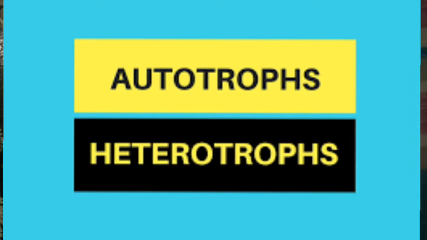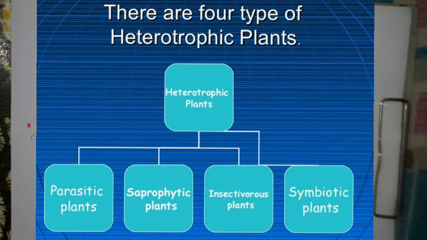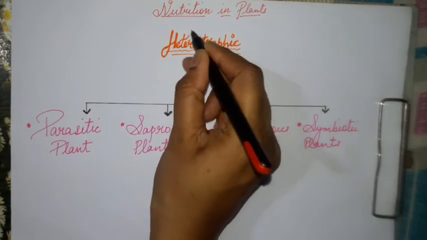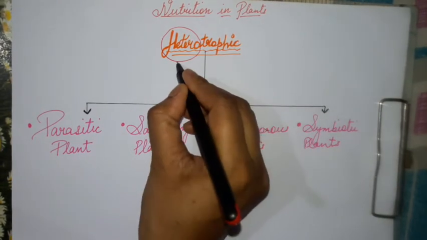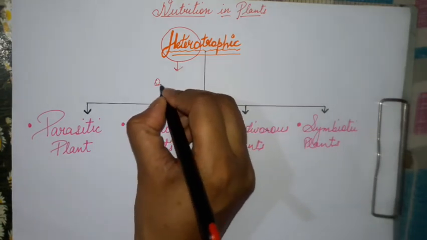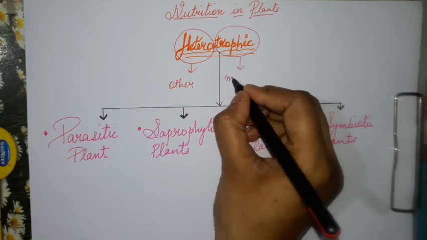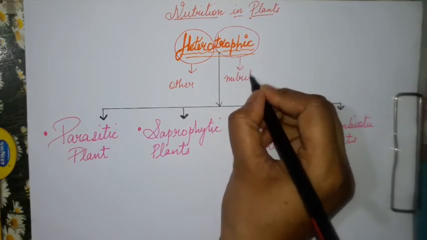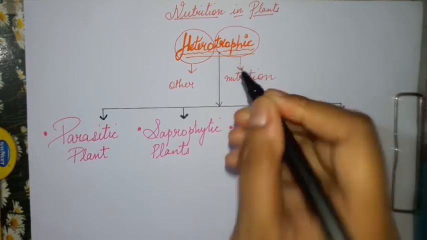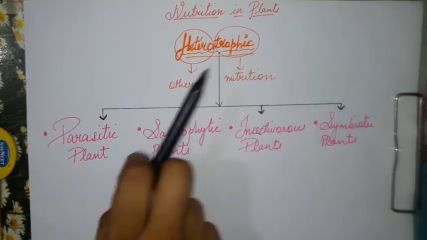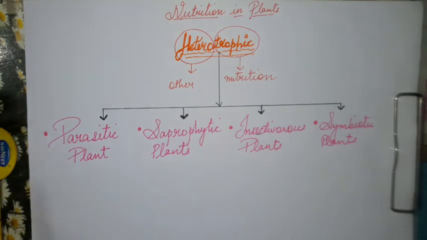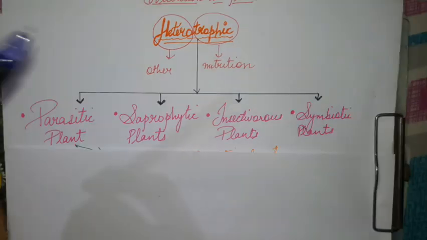Today we'll be studying in detail about heterotrophic mode of nutrition. Hetero itself means other and trophic means nutrition. Those plants who depend on others for their nutrition are called heterotrophs. Now these are also plants, but still they are unable to make their own food.